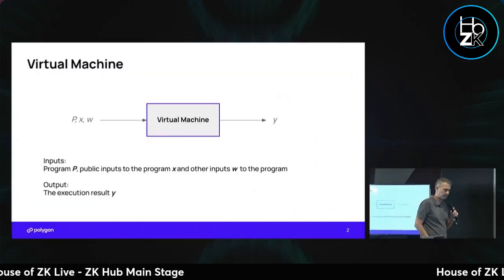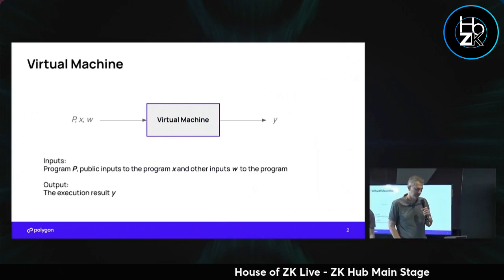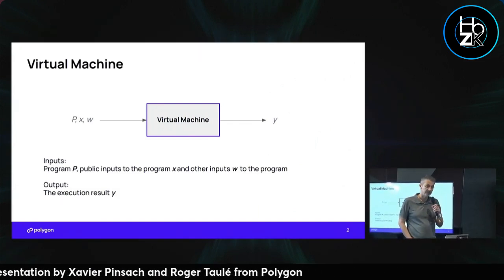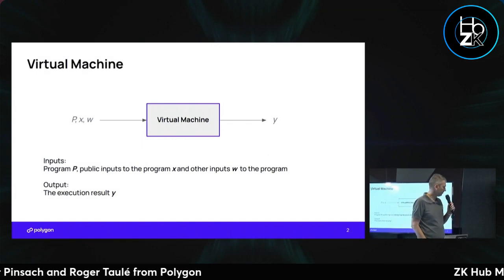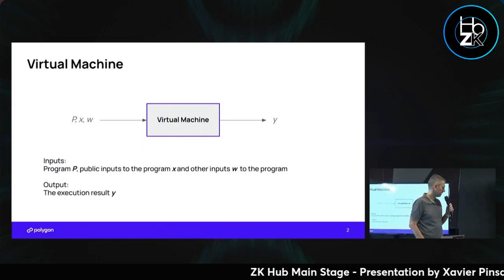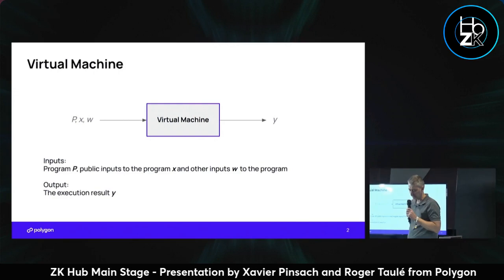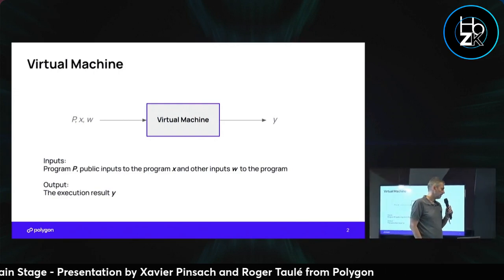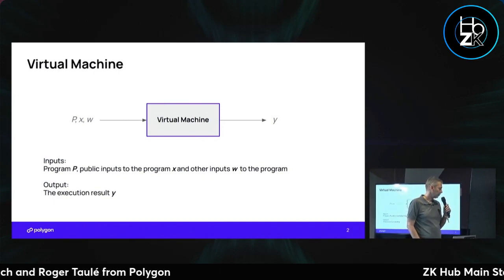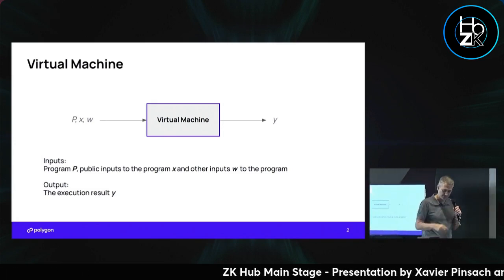And I will start to explain some quick and basic concepts about virtual machines and about witness computation and related things. A virtual machine is a machine that executes a program, with public inputs and other inputs that can be public or not, and gives us a result. But when we are talking about ZK virtual machines, we can get the result, but we also want a proof that the execution has been generated correctly, right?